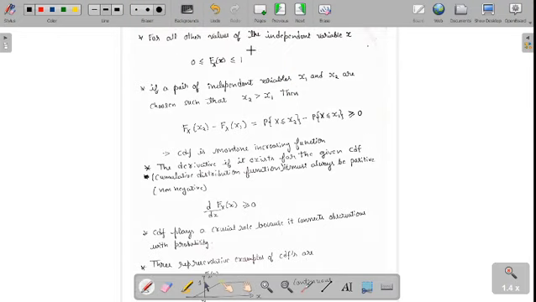Now let us consider the next point. This I have already explained to you. Okay, fx of x will be bound by what? 0 towards the left and 1 towards the right. Now let us consider a pair of independent variables x1 and x2, and you need to find the cumulative distribution function. How do you do that?